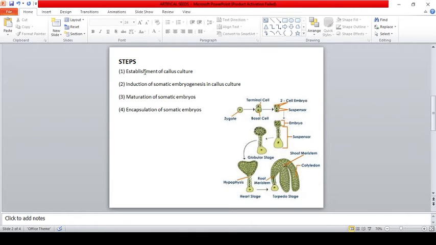First thing is the establishment of callus culture. You should take the somatic tissue, cut it into pieces and establish the callus culture. Next, you should induce the somatic embryos. The next thing is that you should mature the somatic embryo and next you should encapsulate the somatic embryo. Sometimes in GATE they'll ask the flow of artificial seed production. So you must know: first, establishment of callus culture; next, induce somatic embryogenesis; next, mature the somatic embryo; next, encapsulation of the somatic embryo. Then the encapsulated somatic embryo will be taken for planting.